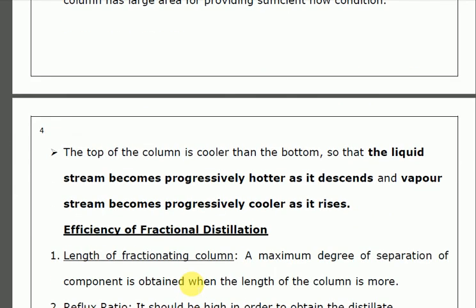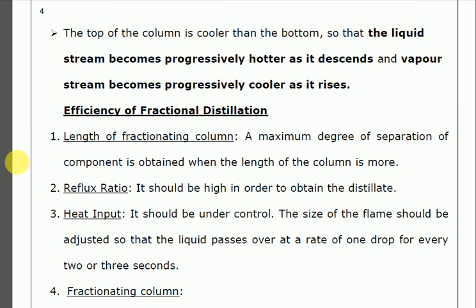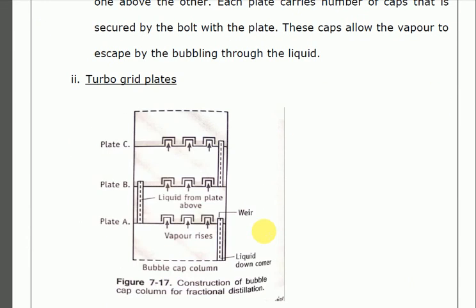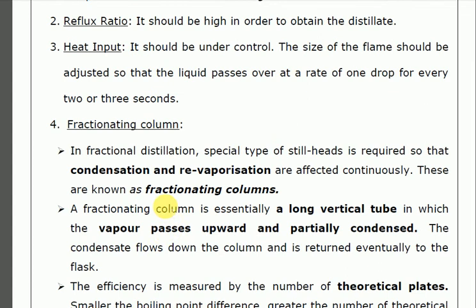Okay. Now, efficiency of fractionation. Now, how to check whether it is efficient or not? Firstly, the length of the column. The longer the length, the greater the separation. A maximum degree of separation of components is obtained when the length of the column is more. See this. Same diagram you must have studied in your 12th standard.